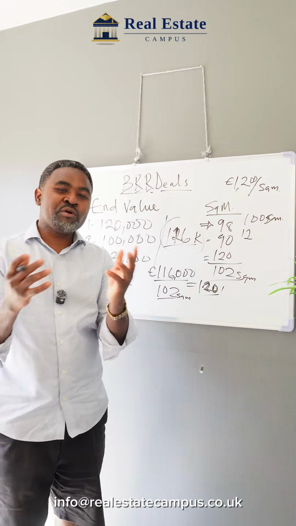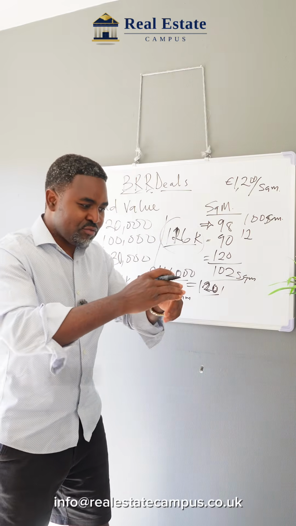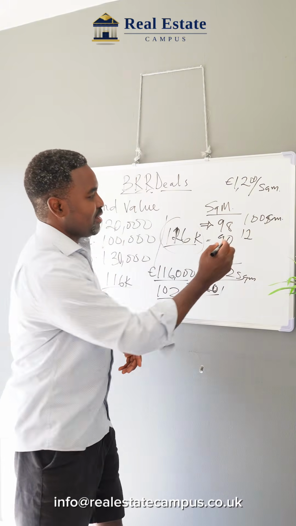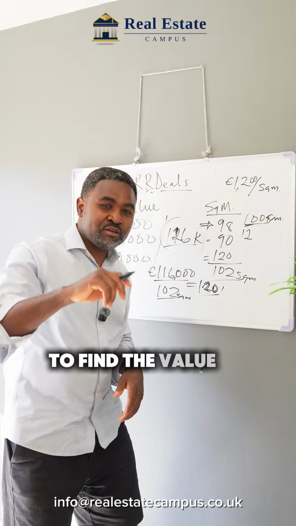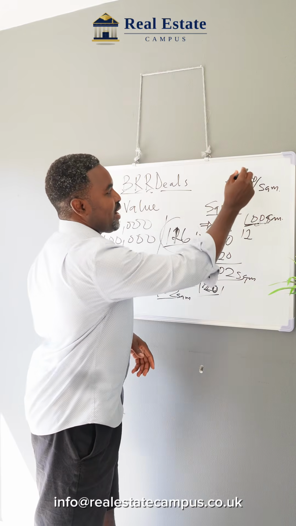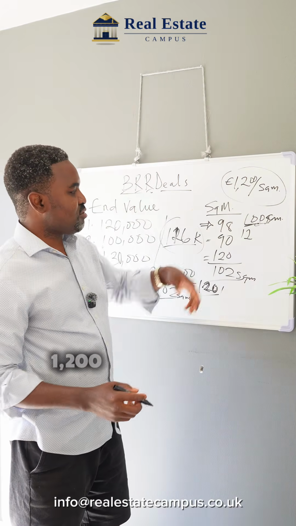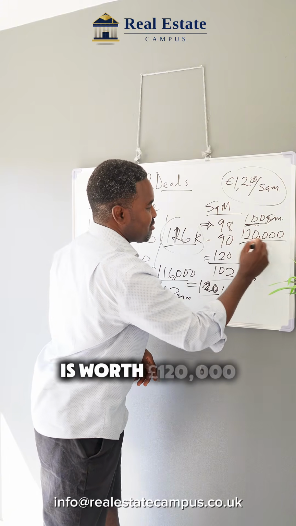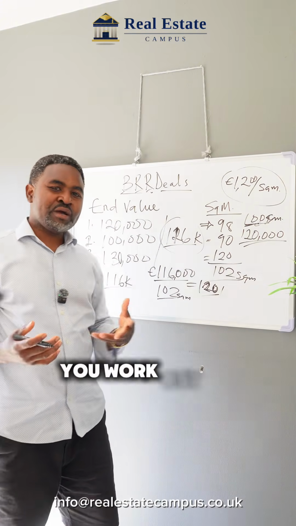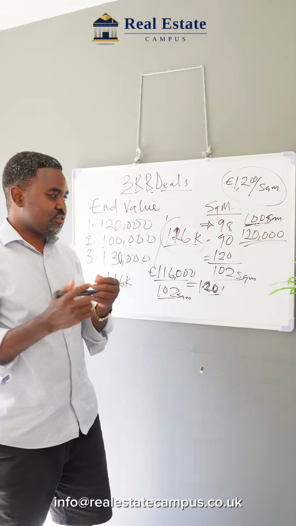Now let's say the house that we want to buy, the house we're interested in, when we look at the EPC, the house is roughly 100 square meter, which means that to find the value of that house, we'll multiply the size by this amount. 1,200 multiplied by 100. It means that our house is worth 120,000 pounds. So this is how you work out the end valuation of a house, even before you buy it.